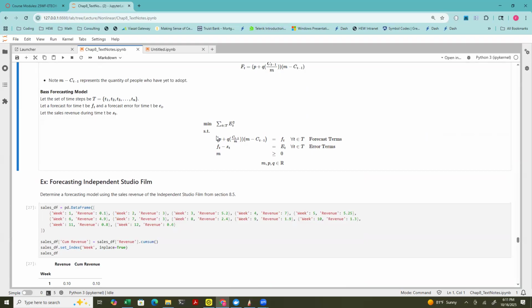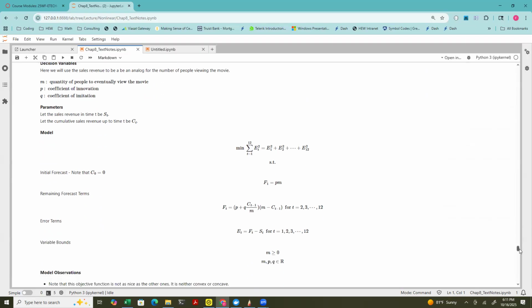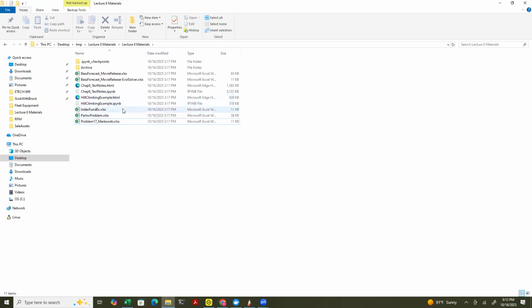This term, the forecast term, basically just becomes P times M. That's what I'm noting here: that very first forecast term will be P times M. Then after that, the remaining forecast terms for time steps 2, 3, all the way to 12 are just that forecast formula. The error term after every forecast is just the actual, F_t minus S_t, with the usual bounds down below. Just showing this in Excel, and we're actually going to look at 2 different variations of Excel here.